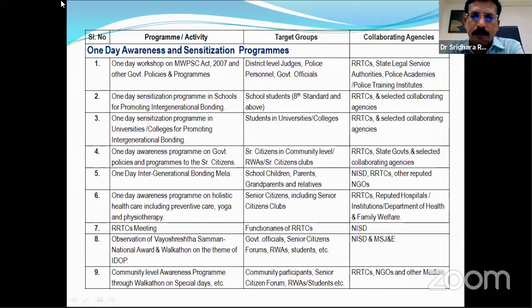And we are organizing an intergenerational mela also. This is like a cultural activities type of program. The grandchildren, parents, children, and other relatives participate on that day in singing, dancing, and other activities, not anything theoretical. There we do not explain any of our programs or policies. This is only an activities program.